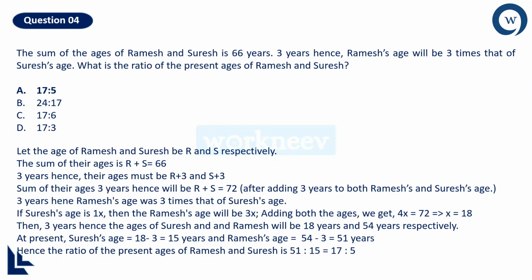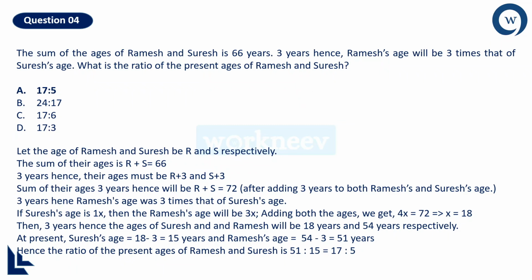3 years hence means 3 years later. What will happen to the sum of their ages? Both will be growing up by 3 years, so the sum of the ages will be 6 years more compared to the sum of the ages 3 years ago. That means 66 plus 6 will give me 72.